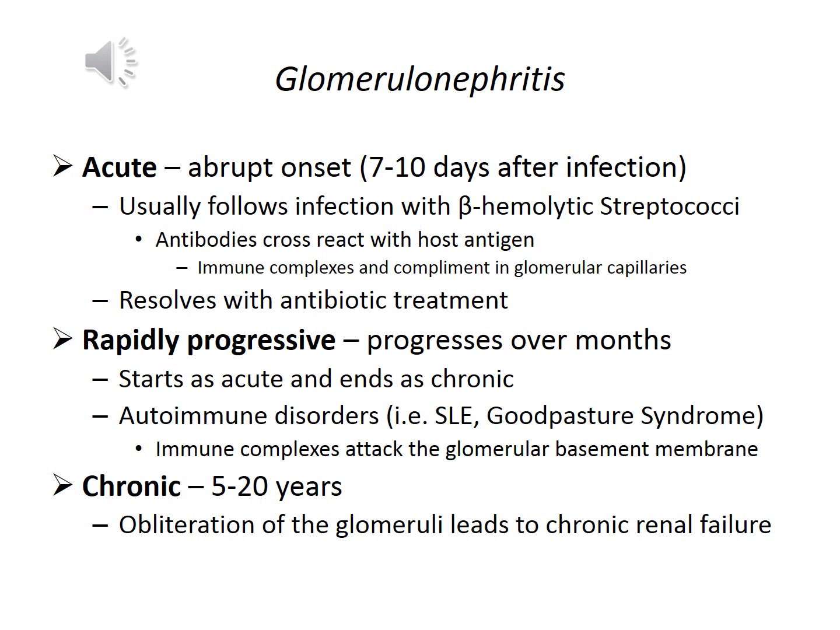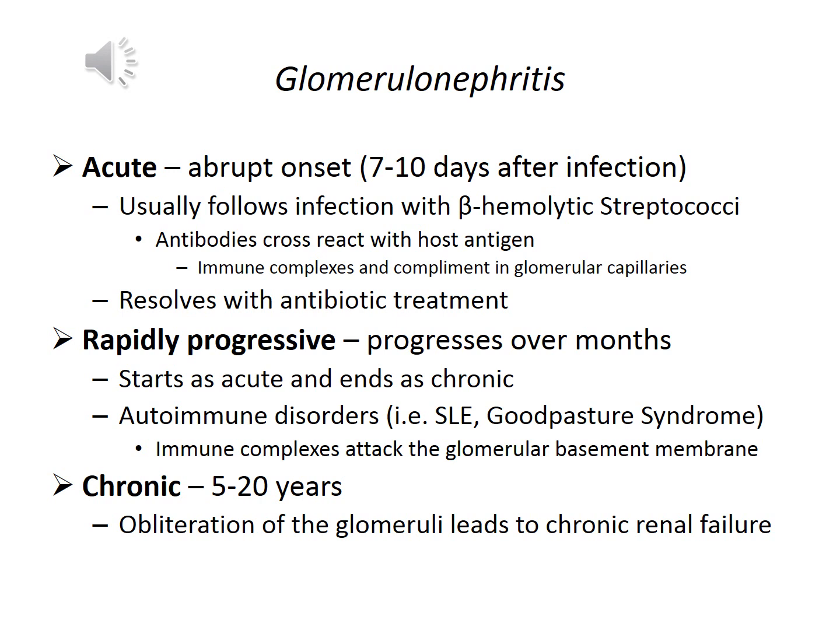With rapidly progressive, this one is a little bit slower. It's over several months. It typically starts with an acute form, and if it keeps going and doesn't stop, it ends as chronic. The most common reason we see for this are autoimmune disorders, and so just like we had with the beta hemolytic strep, we have immune complexes that attach to the basement membrane and cause an immune attack, or an inflammatory response, I should say, to that area.